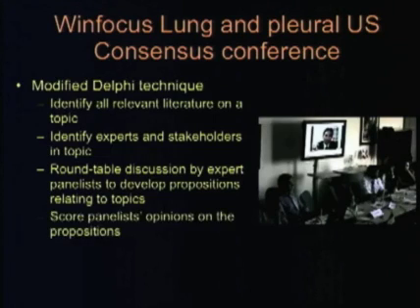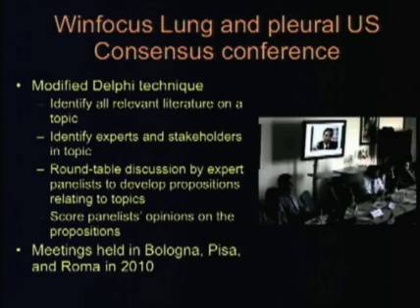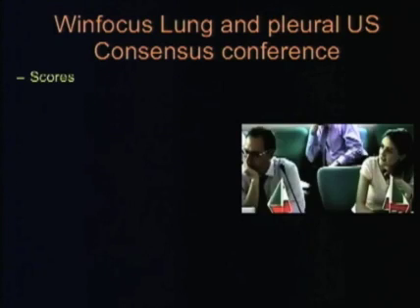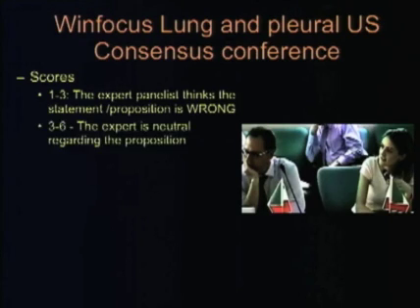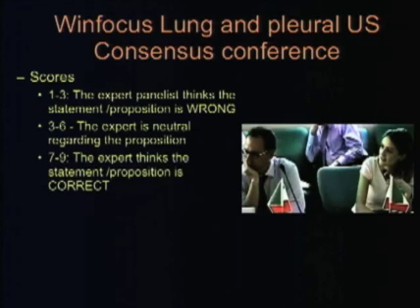And the propositions are developed by the experts, and the panelists, the members of the expert panel, render opinions on those propositions. Scoring is done basically by, for each proposition, a score of 1 to 3 essentially means that the expert panelist thinks the statement or proposition is wrong or inaccurate or flawed. 3 to 6, the expert feels neutral regarding the proposition. And 7 to 9, the expert thinks the statement or proposition is correct.